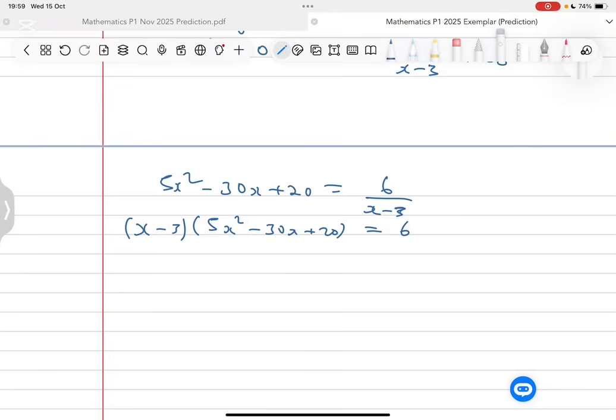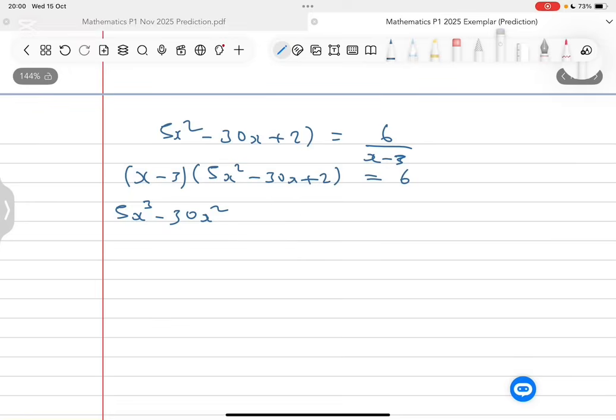Now at this stage, you'll see that we have 2 products here. We have a binomial and a trinomial. That means I can expand them. To expand these two, I'm going to say x multiplied by 5x squared, so I'm going to have 5x cubed. And x multiplied by -30 will give me -30x squared. Now x multiplied by 2 here, we're going to have plus 2x.